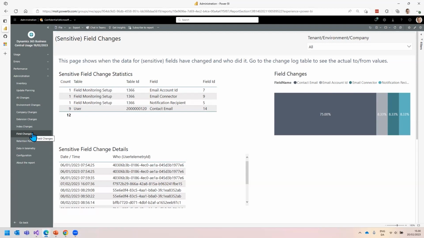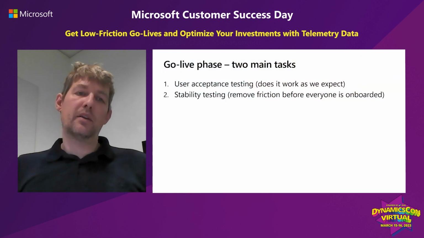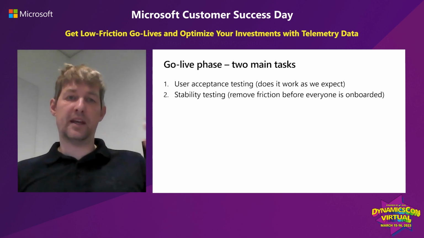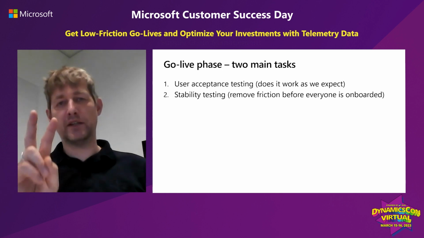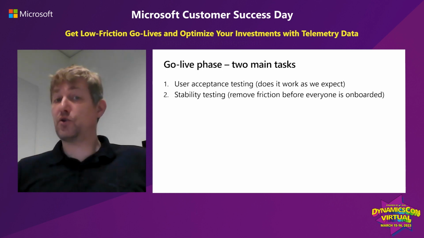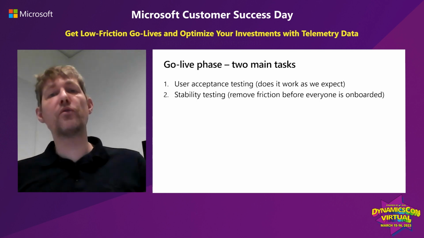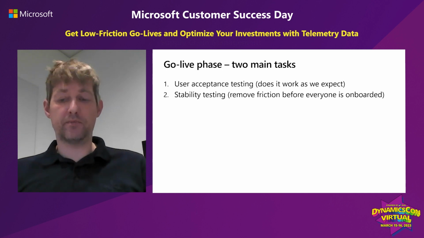Okay, let's go back to the presentation and dive a little bit into the go live part. So data-driven, low friction Business Central go lives. The go live phase has many, many different things that you on the customer end and the partner on the partner end need to take care of. In this presentation, I have two main tasks to discuss. The first one is user acceptance testing. Does it work as we expect it to do? And the second part is stability testing. Can we remove as much friction as possible before everyone is onboarded to Business Central?